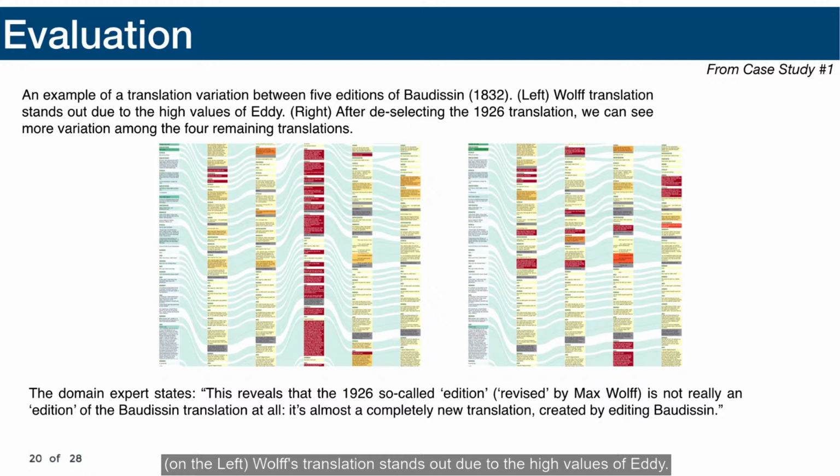On the left, Wolf's translation stands out due to the high values of eddy. After deselecting Wolf's translation on the right, we can see more variation among the 4 remaining translations. The domain expert states, this reveals that the 1926 so-called edition, revised by Max Wolf, is not really an edition of the Bautzen translation at all. It's almost a completely new translation created by editing Bautzen.